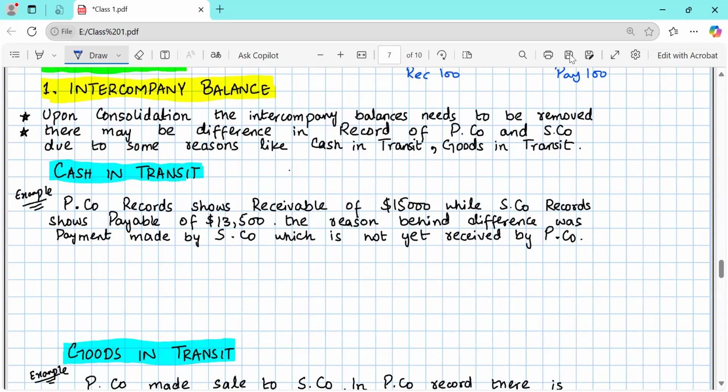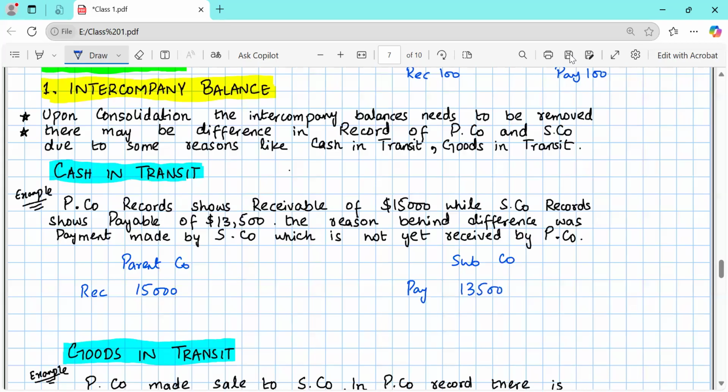Now let's do the question. P company record shows a receivable of 15,000. So in the parent company's financial statement, there is a receivable of 15,000, while S company record shows payable of 13,500, and in the subsidiary company they have recorded the corresponding payable as 13,500.